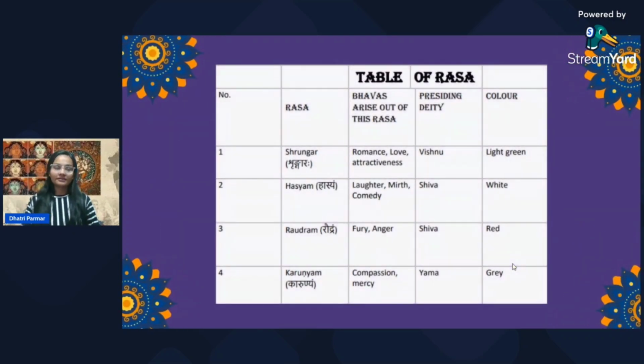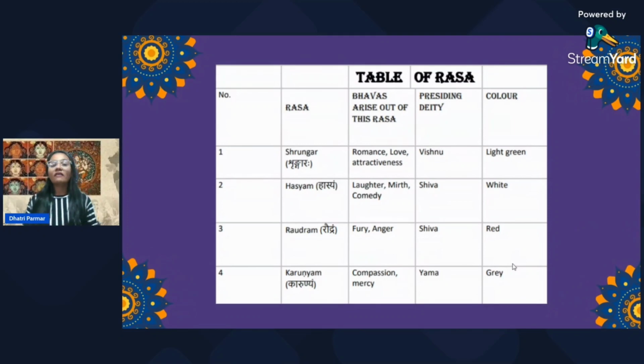The first rasa is Shringara. The bhavas that arise out of this rasa are romance, love, and attractiveness. The deity of it is Vishnu, and the color of this rasa is light green. For example, in Abhijnanashakuntalam, when Dushyanta meets Shakuntala for the first time in the forest, there is the emergence of Shringara rasa.